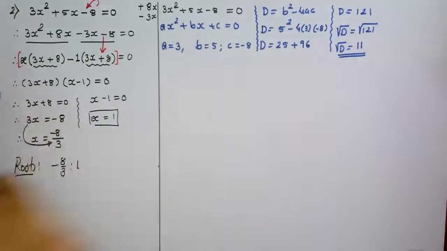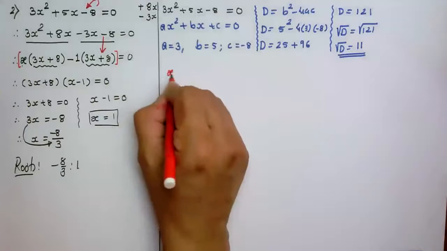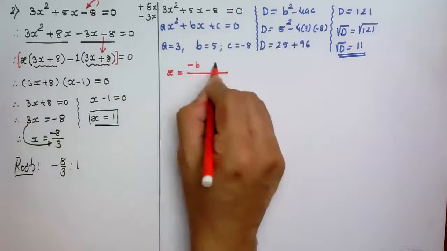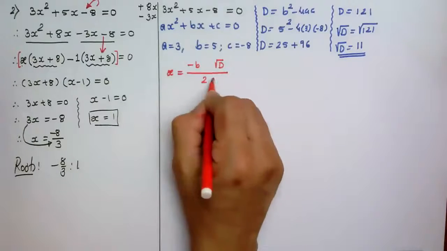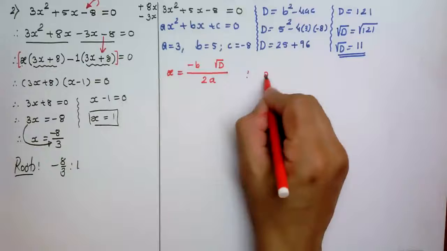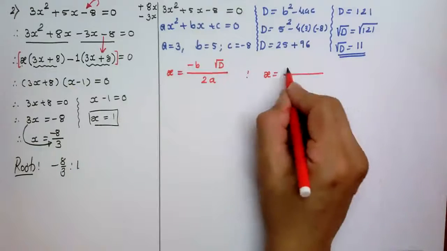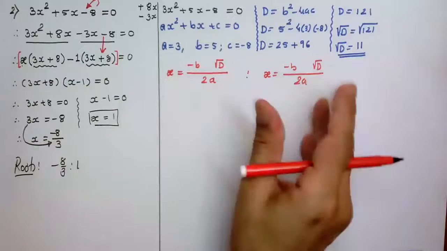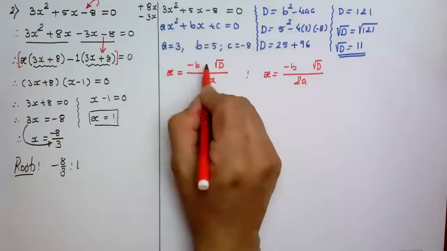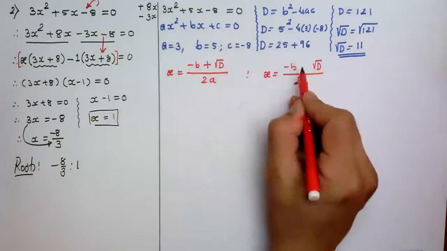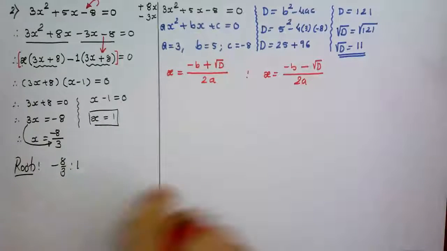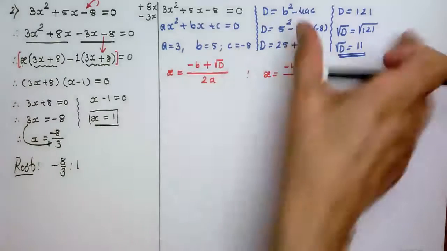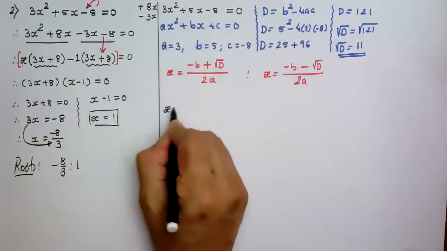Now the formula to find the roots. x is equal to minus b plus root D upon 2a, and the other root is x is equal to minus b minus root D upon 2a. What is the difference in these two? Over here it is plus, here it is minus. That's the only difference these equations have. Now very easy, plug in all these values, you will surely get the roots.